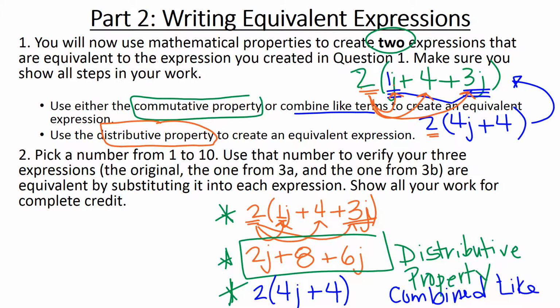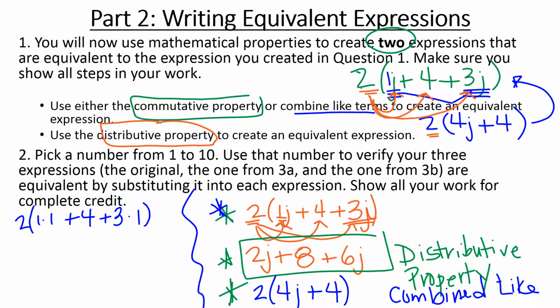Now, number 2 says pick a number from 1 to 10. Well, I'm lazy, so I would probably pick 1. Use the number to verify your 3 expressions are equivalent. Okay, so what does that mean? Well, that means that if I take a number, I'm going to replace everywhere I see a j with that number. So I'm going to write that here. Instead of a j, I would have 1 times 1, plus 4, I'm just writing down what I see here, plus 3, instead of a j, I'm going to do times 1.